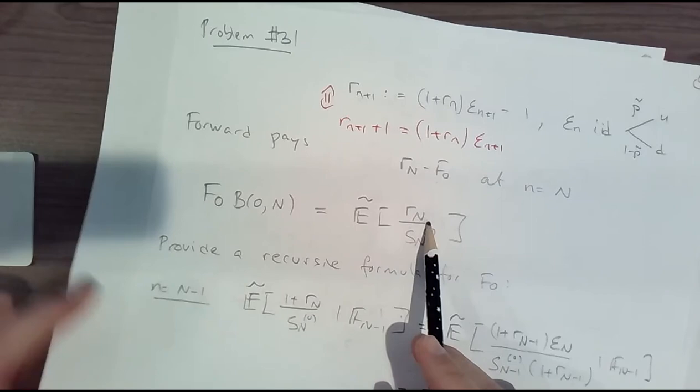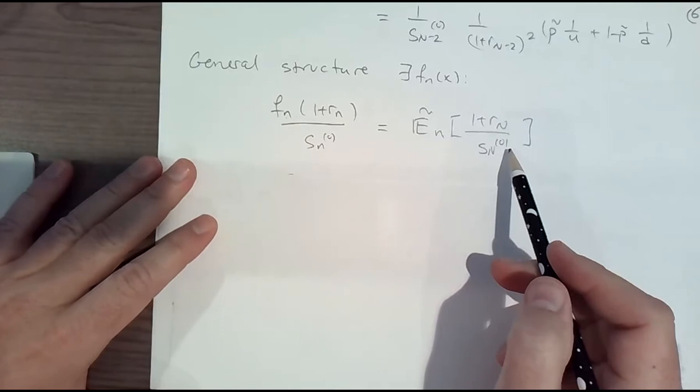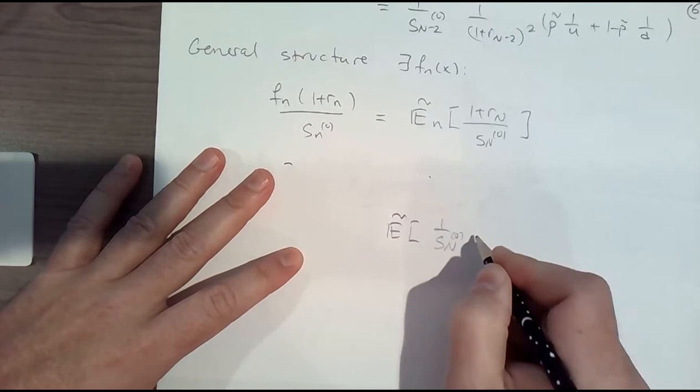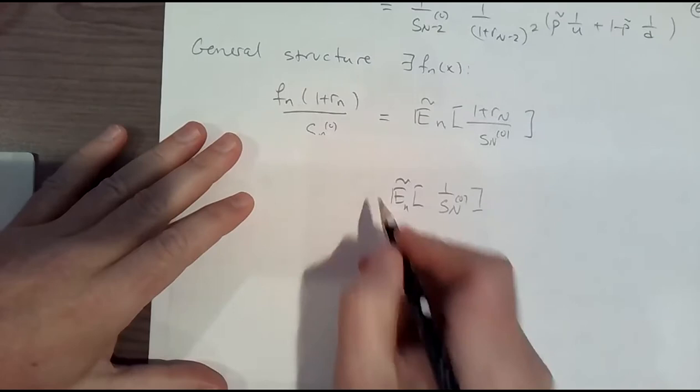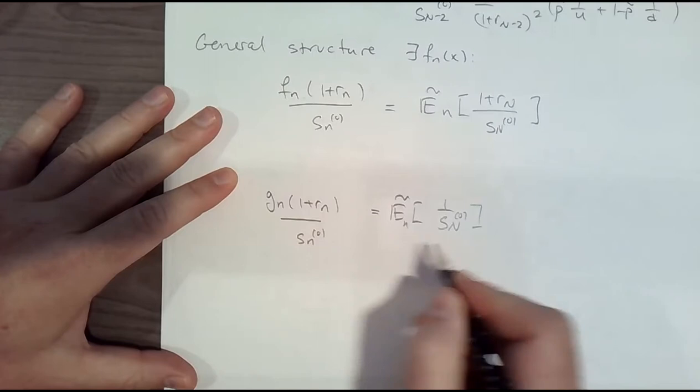The other component that's in there is a desire to compute, this was 1 plus Rn divided by Sn0. We're also interested in computing the conditional expectation of this 1 over Sn0 given F_n. And here the claim is that I can find another function gn such that when I evaluate gn at 1 plus Rn over Sn0, I'm going to get exactly this conditional expectation.